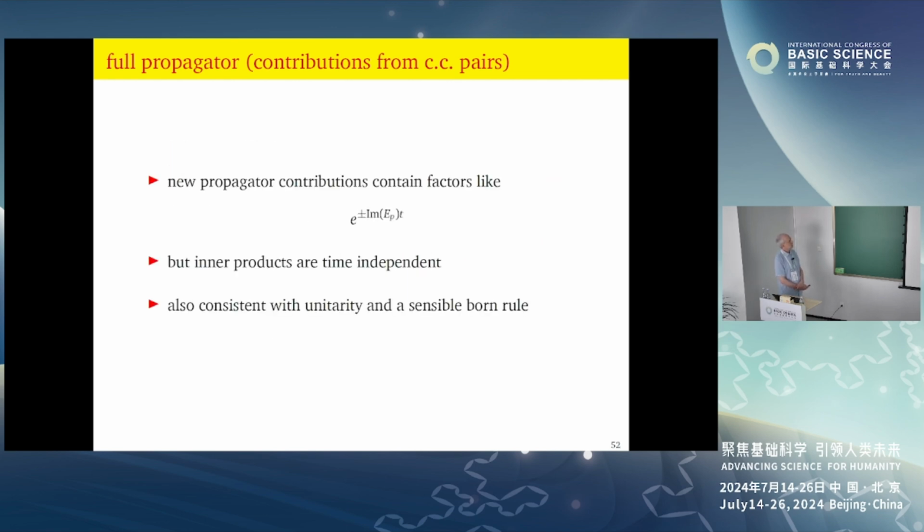But this new propagator then has contributions that contain factors like this, with either sign of the imaginary part of this energy. So these can be exponentially growing factors in the propagator. On the other hand, the inner product has been constructed to be time independent, and that's still true. And this strange result in the propagator is still consistent with unitarity and a sensible Born rule.